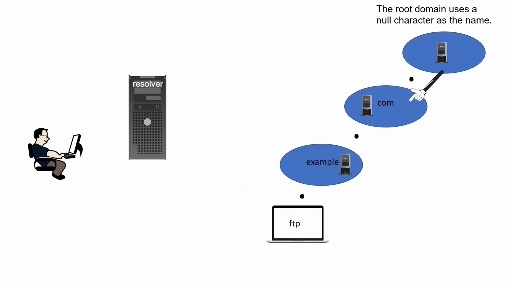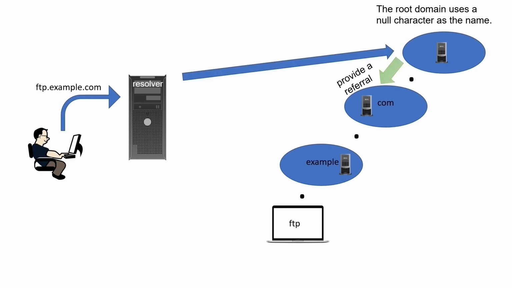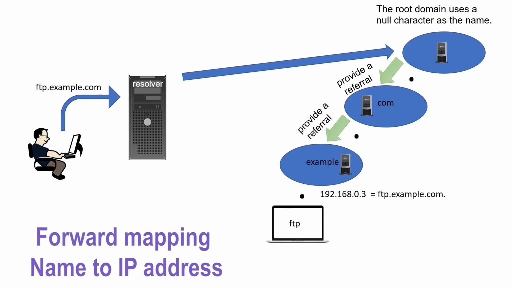If a name server is not authoritative for a domain, it provides a referral to the next authoritative name server in the sequence. Since all authoritative name servers work in a hierarchy, a resolver system can easily reach the authoritative name server that can resolve its queries. This process is an example of forward mapping.